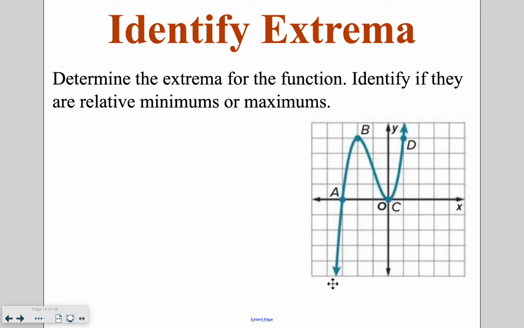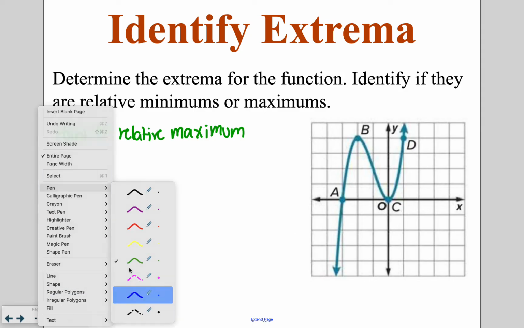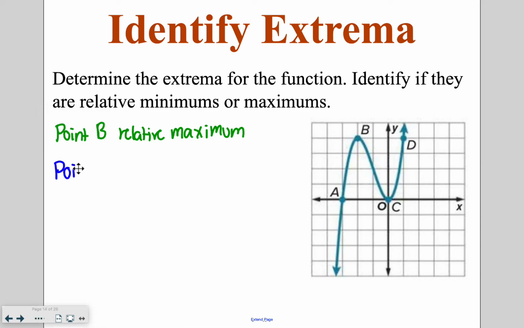So, as I'm looking at this graph, I've got it traveling as an increasing path all the way until it hits point B. So that means that point B is a relative maximum. It is the highest point at which there is a turn from increasing back down to decreasing. Then, as I keep going, I'm going to hit a low point at point C, which is a relative minimum.